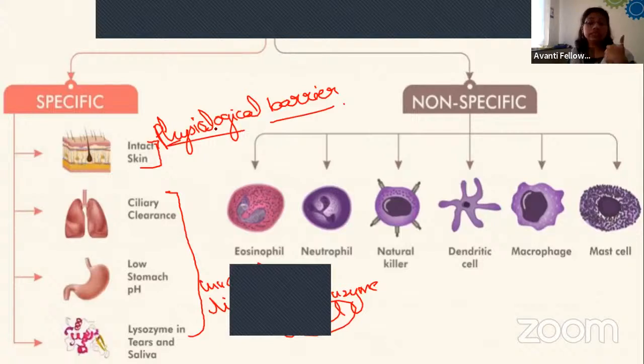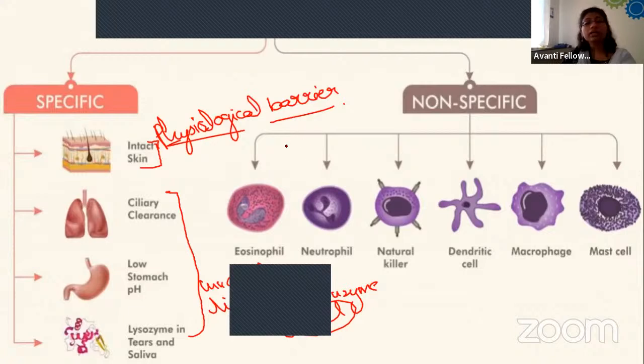Suppose the pathogen is not entering through these openings. Apart from that, if we get a cut in our skin, then the microorganism or foreign element is able to directly enter into the bloodstream of our body, right? So in the bloodstream we have different types of cells.